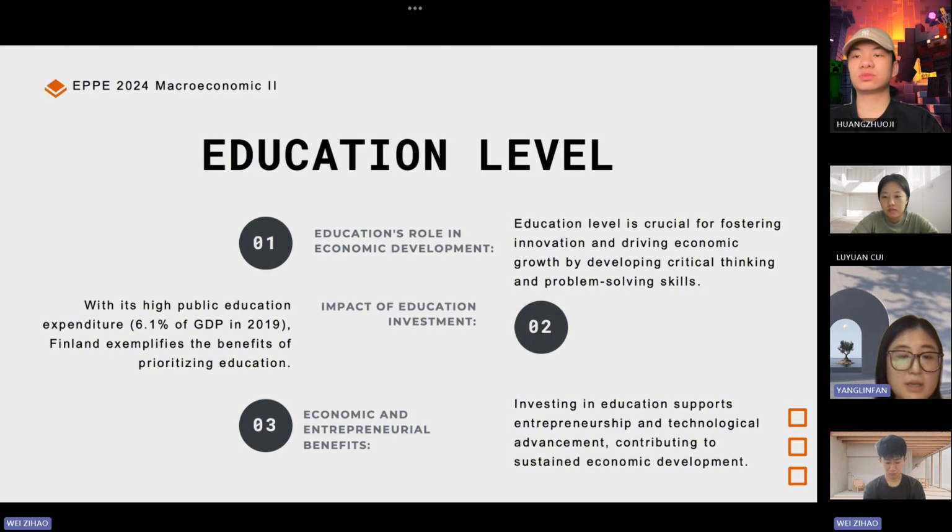With its high public education expenditure, 6.1% of GDP in 2019, Finland exemplifies the benefit of prioritizing education. And the third one is economic and entrepreneurial benefits. Investing in education supports entrepreneurship and technological advancement, contributing to sustained economic development. Move to the next part.